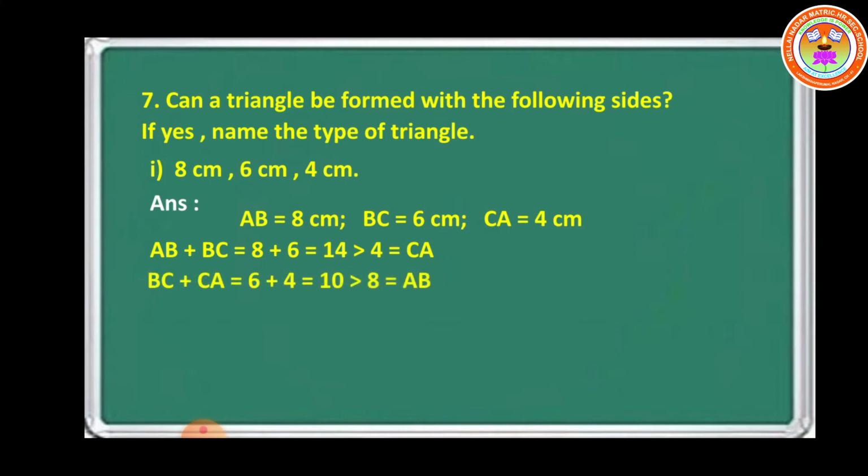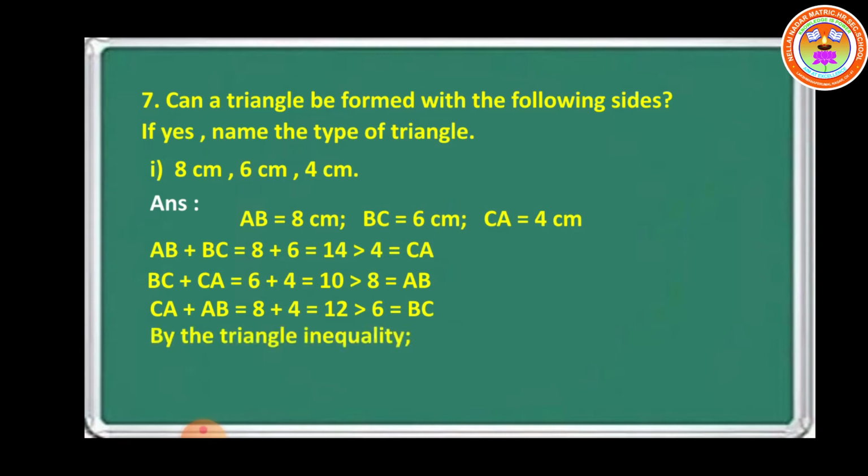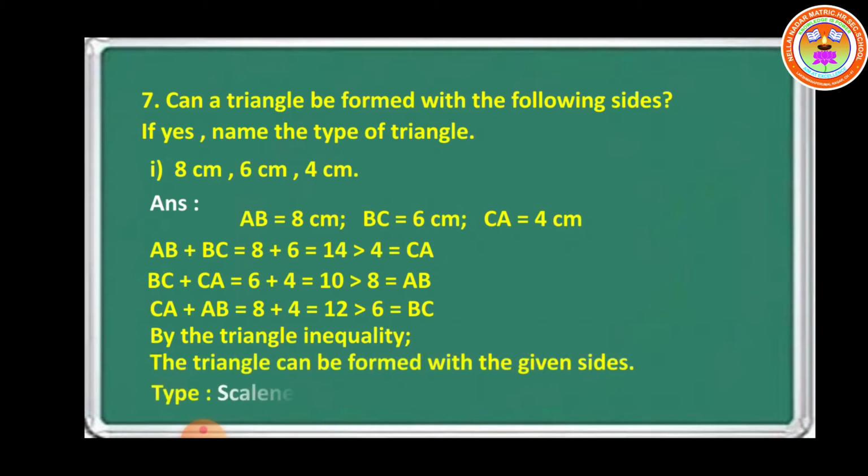BC plus CA equal to 6 plus 4 equal to 10. 10 is greater than 8, which is equal to AB. CA plus AB equal to 8 plus 4 is equal to 12, which is greater than 6. 6 is nothing but BC. Therefore, by the triangle inequality, we can say the triangle can be formed with the given sides, and the type of the triangle is, all the sides are different, therefore it is scalene triangle.